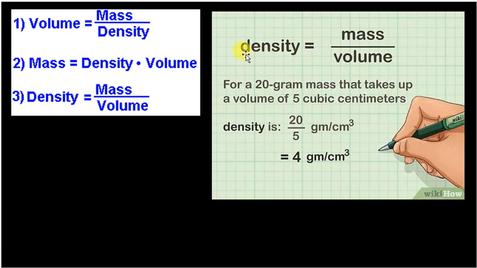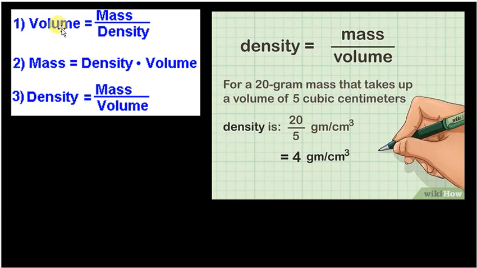So this formula over here, density equals mass divided by volume, is used to find density. If I have the mass and the volume, I can use it. If one of these is missing, then I have to go find that first. Let's say I don't have the volume. Well, I have to go find the volume first and then come back and put it in here and find the density.